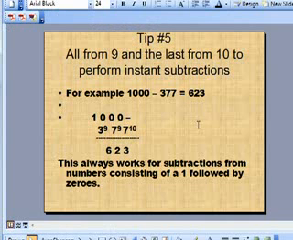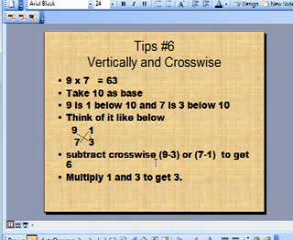Simple. Now we'll move on to the next tip, vertically and crosswise, and this is very powerful. How do we actually multiply two numbers that are close to 10? Take an example, 9 multiplied by 7 gives us 63. We'll find that in a vertically and crosswise way. So first you have to take 10 as the base, and 9 is 1 below 10, and 7 is 3 below 10.